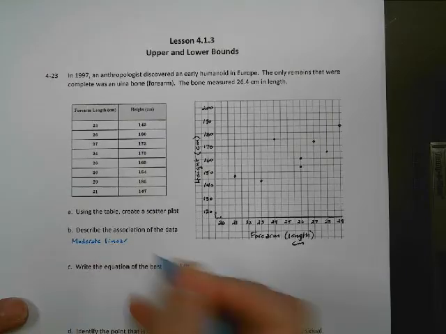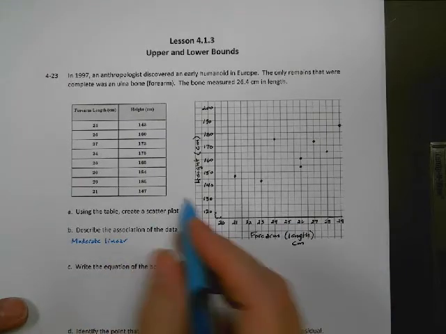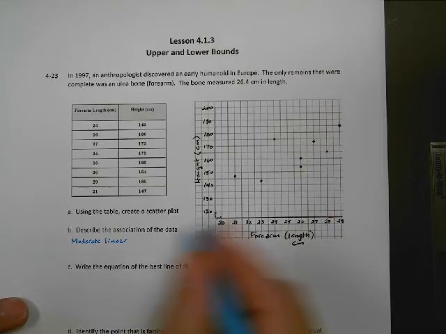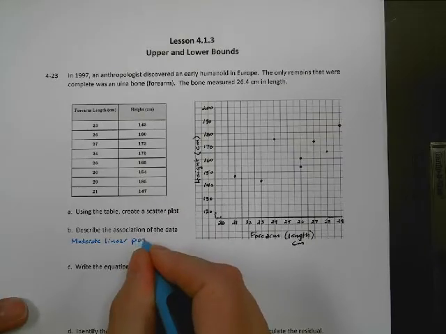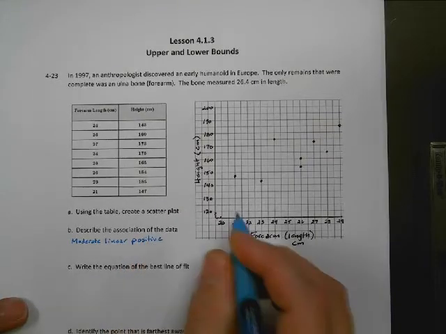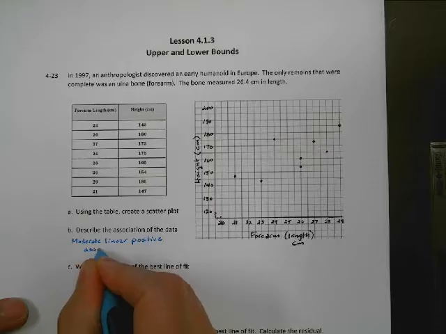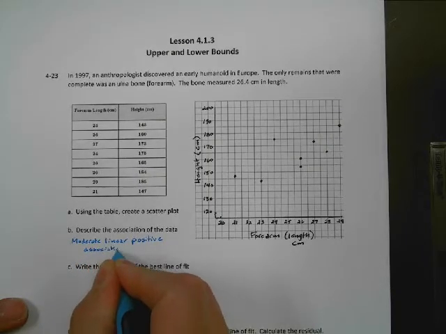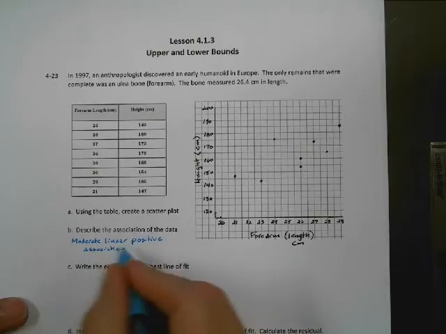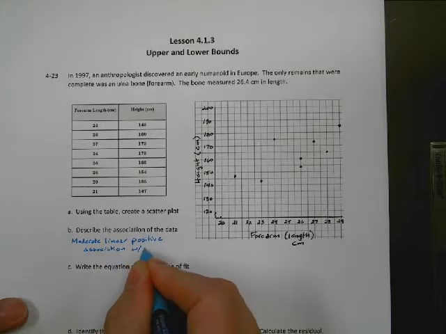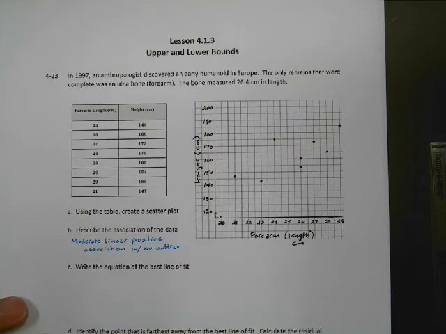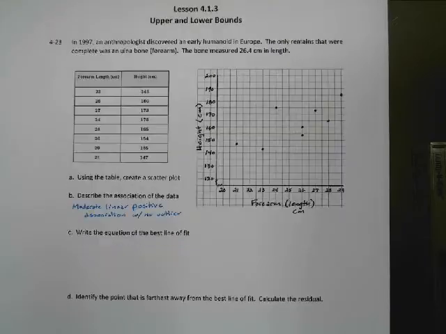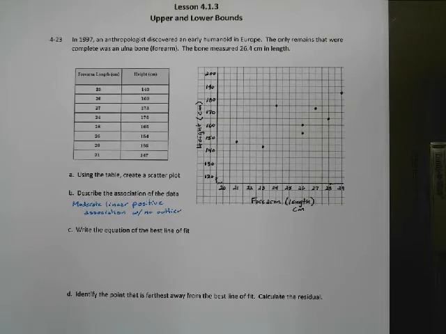Moderate, linear, what's it called? Positive, because it's increasing from left to right. Association. And it doesn't look like there are any outliers. So that's how I'm going to describe it. If you said weak, I wouldn't take points off because it's kind of weak. It's not super weak, but it's a little bit weak.